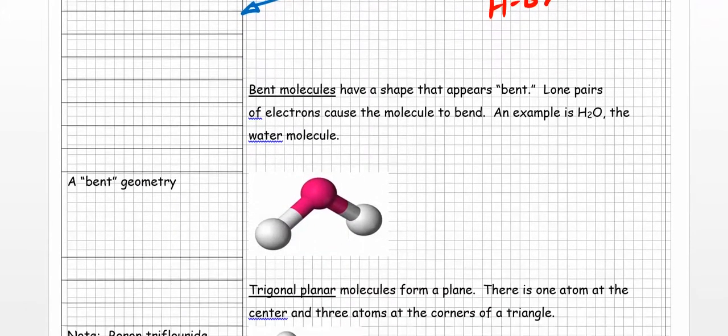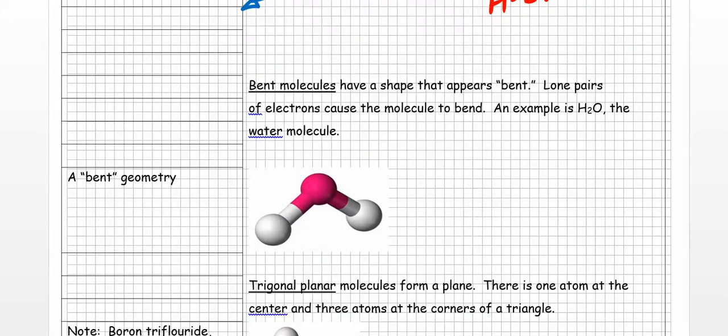Let's talk a little bit about what we call bent molecules. Bent molecules have a shape that appears bent, right? Obviously, for obvious reasons. Now, lone pairs of electrons cause molecules to bend. An example is H2O. So this would be a bent molecule. It doesn't form a straight line. It's bent. But once again, what causes it to bend? Well, water would be an example of a molecule, I should say, that is bent.